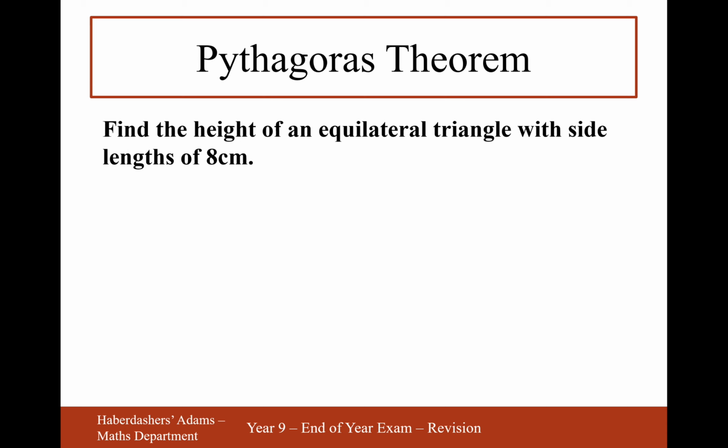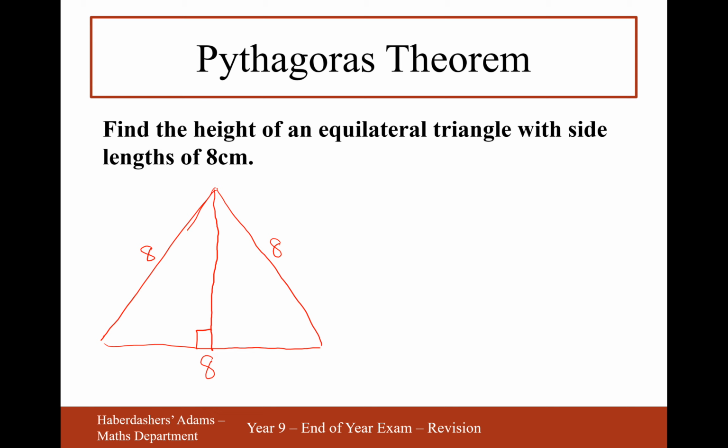Pause the video and give this one a go. Find the height of an equilateral triangle with side lengths of 8 centimetres. Okay, well let's draw one out. So it's 8, 8, 8. Now this is not a right angled triangle. So how can we turn this shape into a shape that has right angled triangles in it? Well, if I divide my shape into 2 down the centre, then that's going to give me a perfect right angled triangle on either side of the shape. But I'm going to have to halve my base to a 4. So now I can work out the height of my triangle.